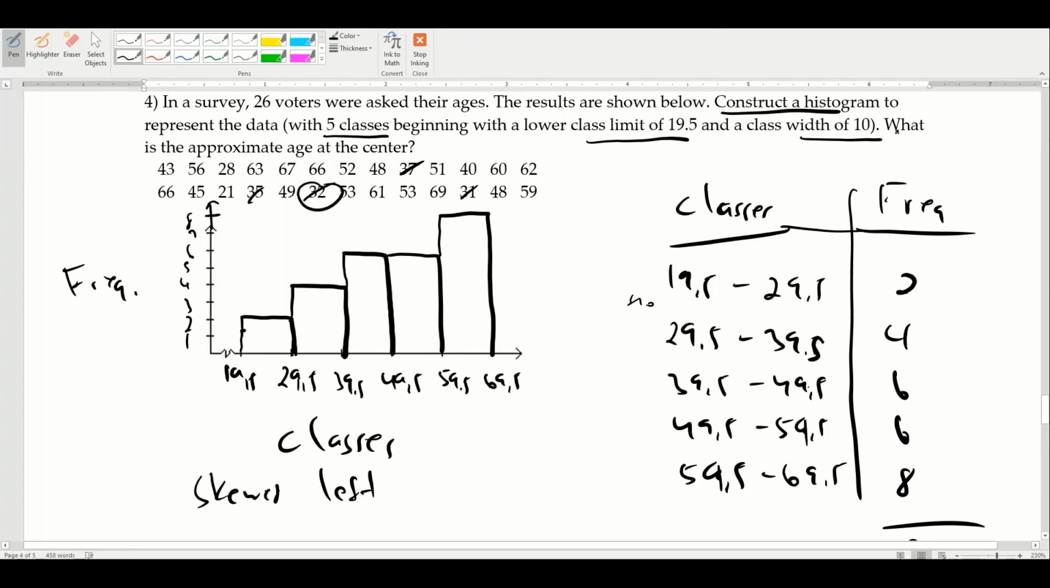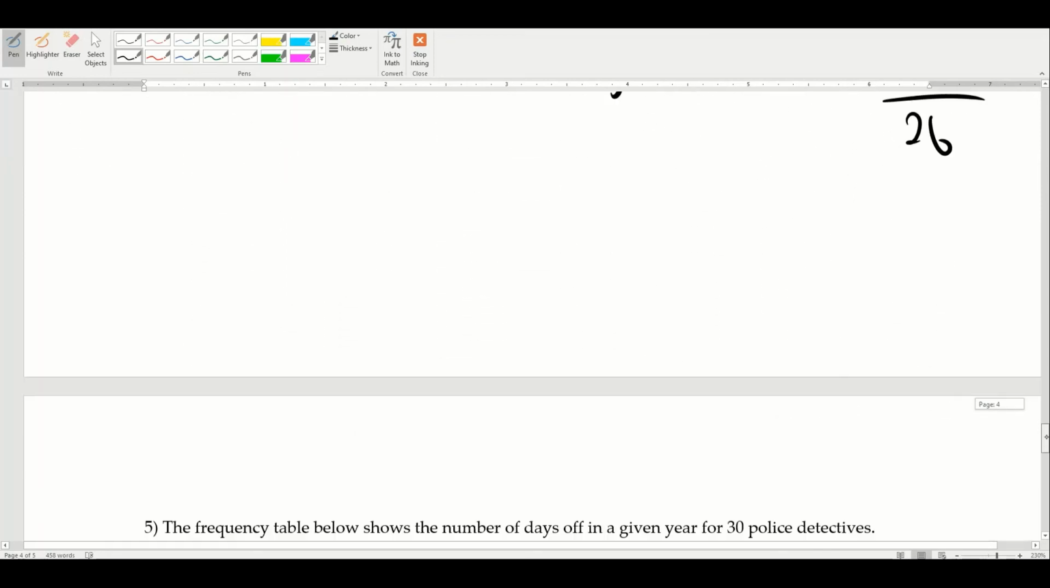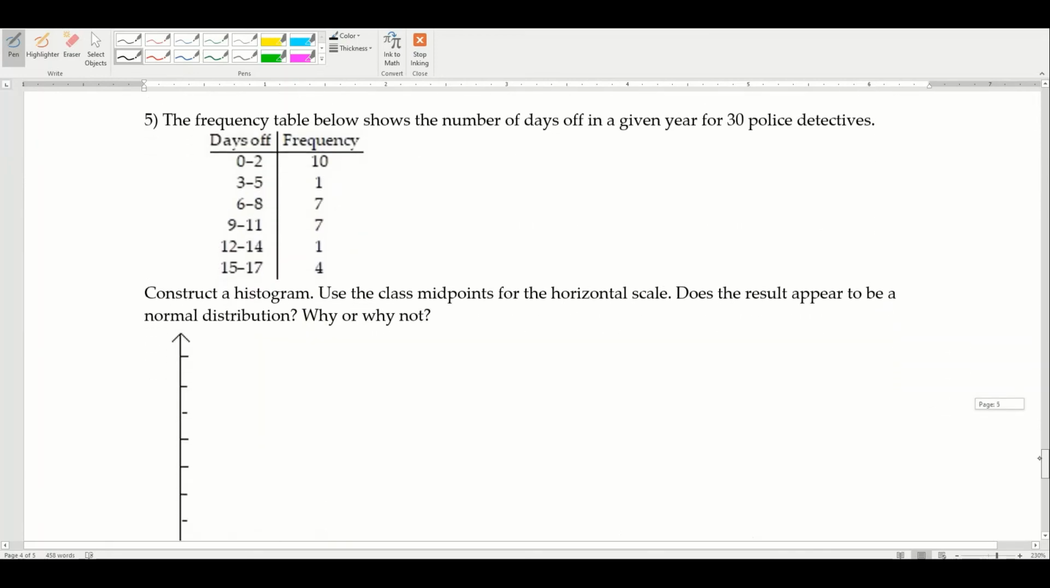And what is the approximate age at the center? Now if you look at the center, there's more values over here and fewer over there, so it's going to be tilted over here somewhere in here. So I'd say that the answer to the center is around 50. Makes sense? Yeah, makes sense.